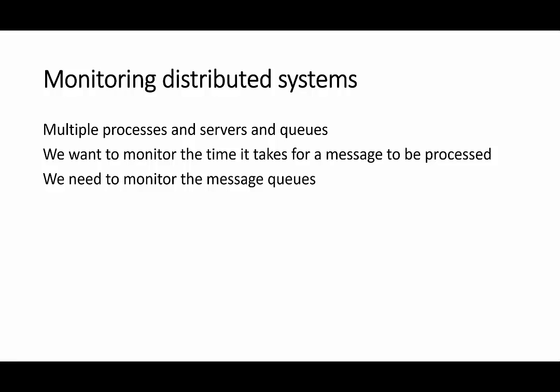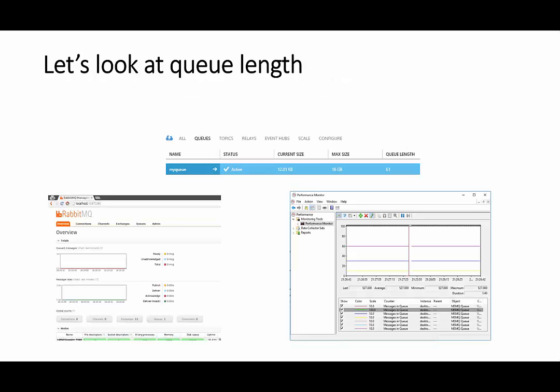We want to monitor the time it takes for a message to be processed end-to-end. We have a couple of metrics we can look at. Let's start with the queue length. Most queuing systems have some kind of functionality to monitor queue length. Here are some examples from Azure, MSMQ using performance counters, and RabbitMQ.